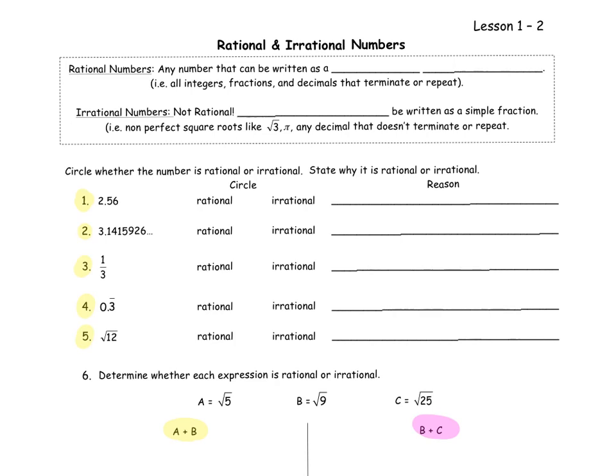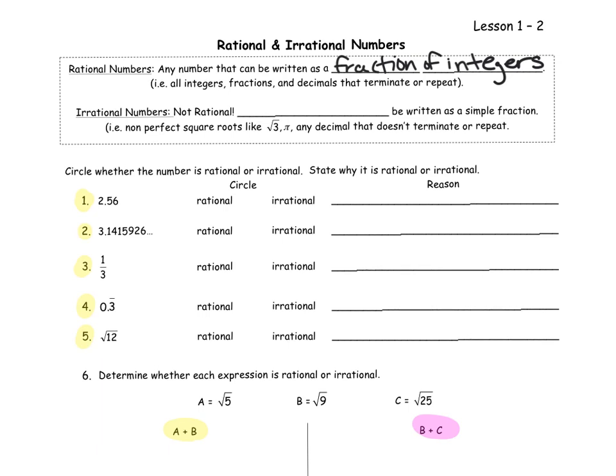So today we're going to be talking about rational and irrational numbers. So first thing as we get started is we need to have those definitions down. So rational numbers, and again this should be somewhat of a review for you. Rational numbers are numbers that can be written as a fraction of integers.